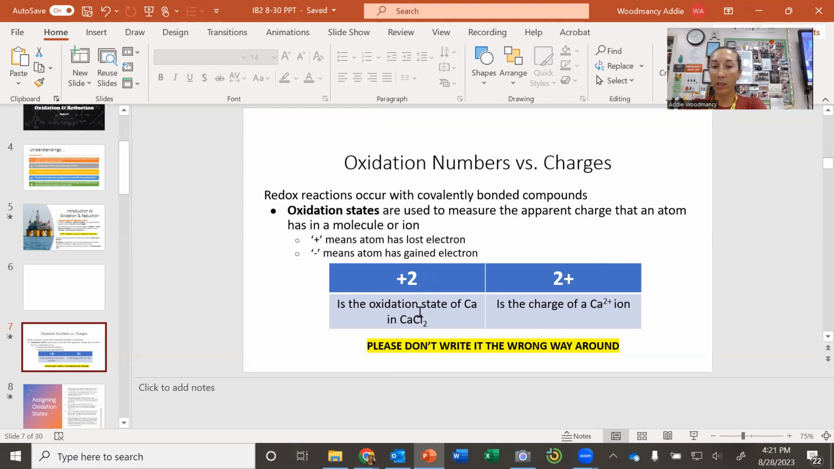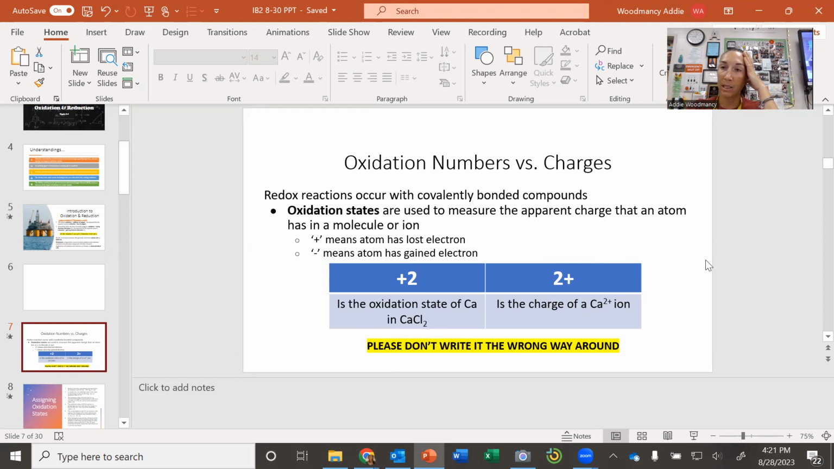But the oxidation state of calcium, because chlorine is -1, has to be 2+, which is also the charge of the calcium ion. So I know this is like, well, why IB, why? I don't know. I think they're trying to make your lives more difficult. But please try to make a concerted effort.